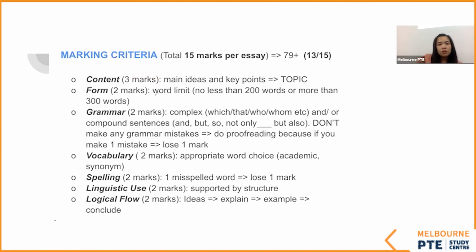Right, form. Form is a word limit. It gives you 2 marks. Remember, minimum 200, maximum 300. Don't write down your essay 199 words, or don't write down your essay 301 words, okay? If you write down your essay 199 words, you lose 1 mark for form, okay? And if you write down an extra 1 word, you lose 1 mark for form. Remember this. Every single mistake you guys make has an impact on your score, okay?